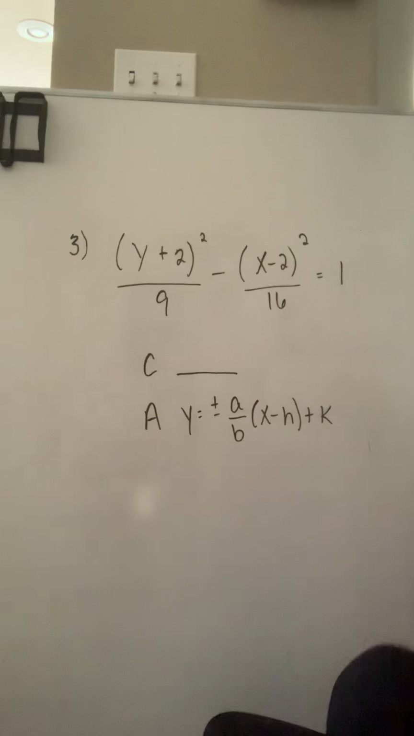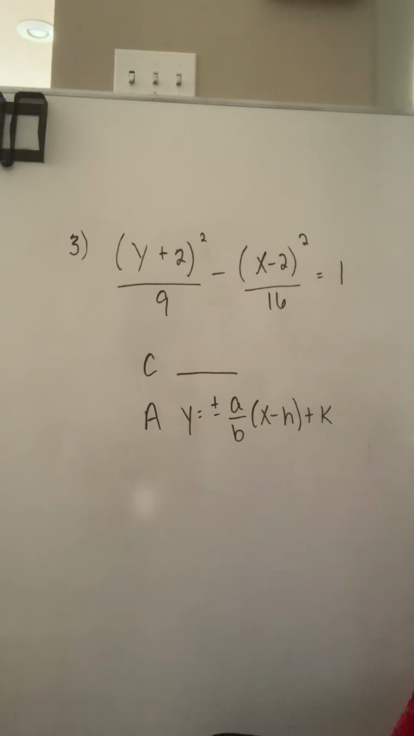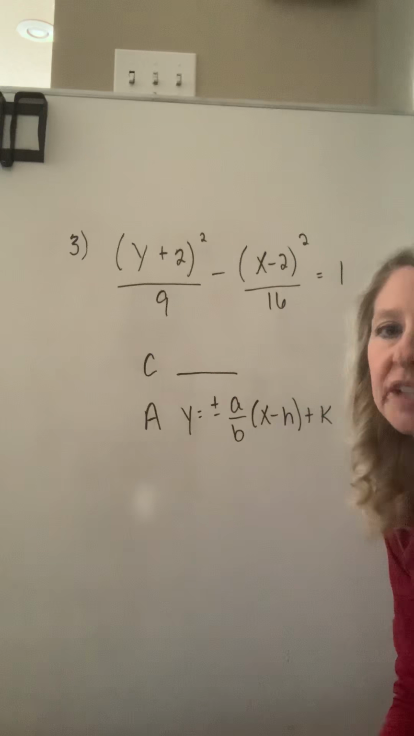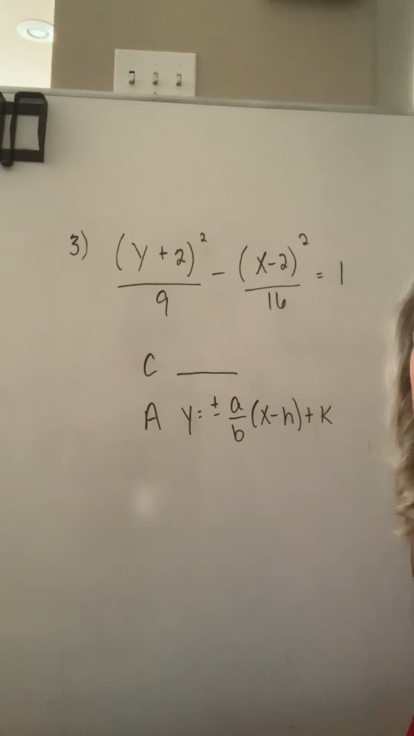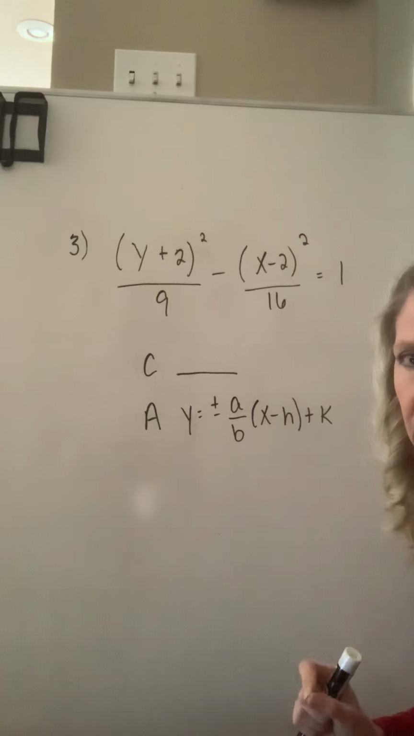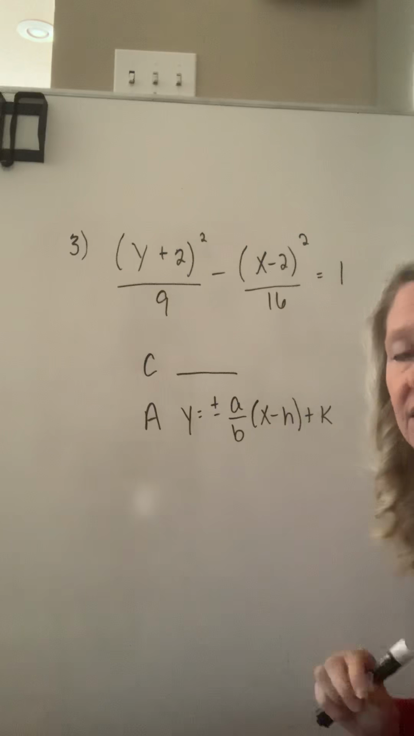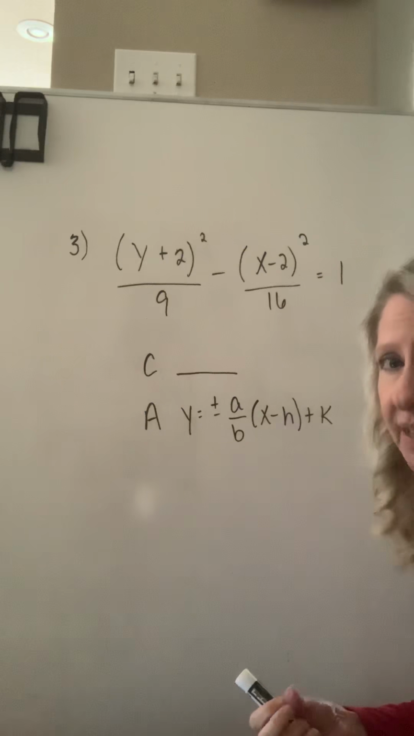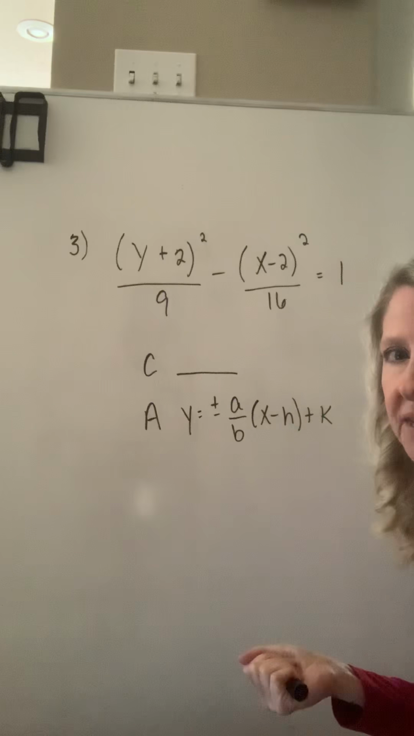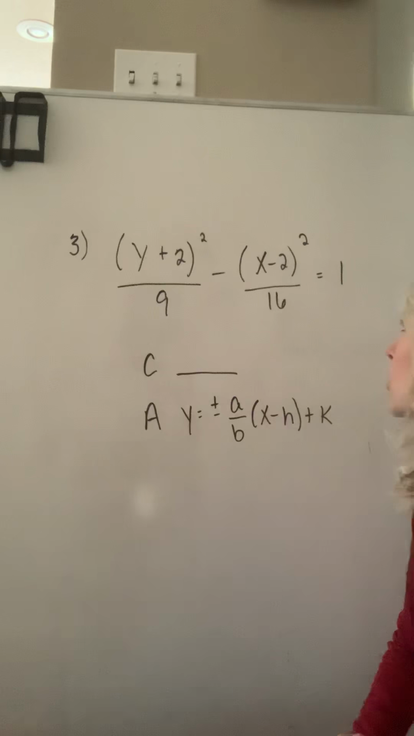Okay, so now look at number 3 in your homework paper, but what we're going to do is only do the center and the asymptotes because I really want to focus on just giving you an example of doing the asymptotes. I think the vertices and foci should be pretty easy because it's very similar to what we did with ellipses. So let's just take note of what's going on here.